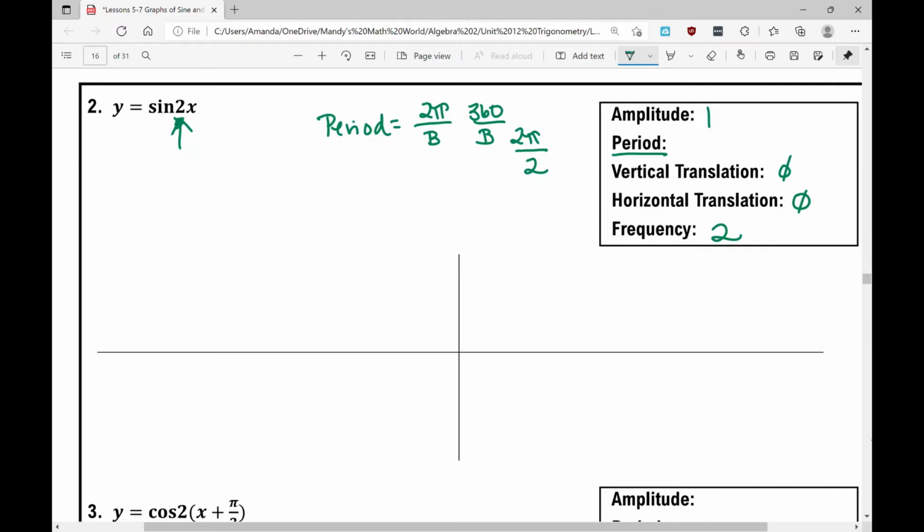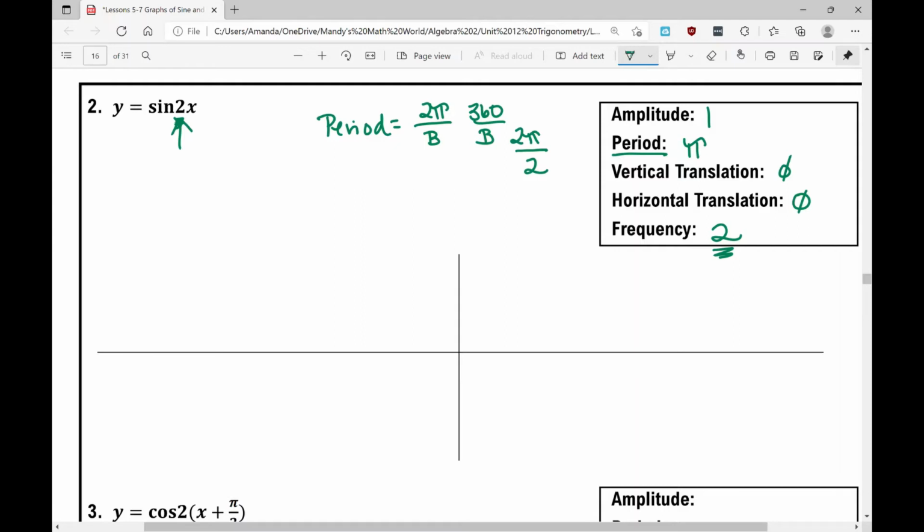Because we've got a variable of x, we're going to use radians. 2 pi divided by 2 is pi. That means one period, the length of one cycle, is pi. Well, if the length of one cycle is pi, how many of those, like that pattern, can fit in 2 pi? 2 of them. Okay, so we don't have any horizontal shifts.